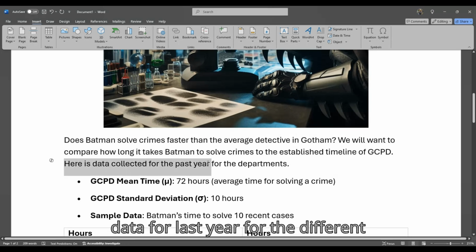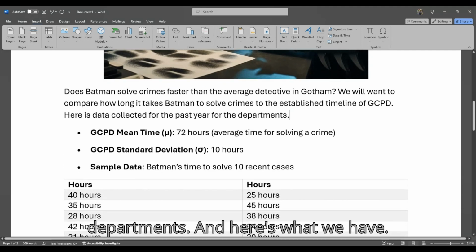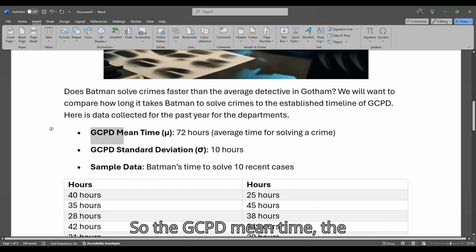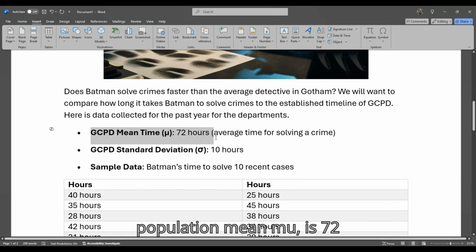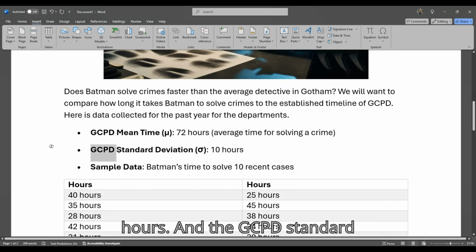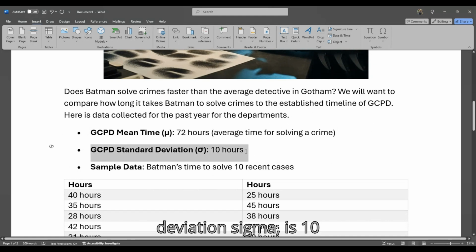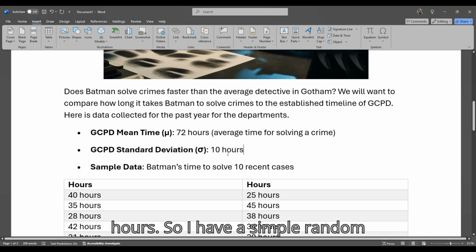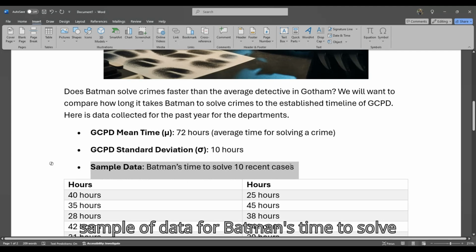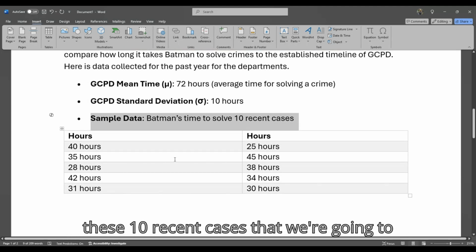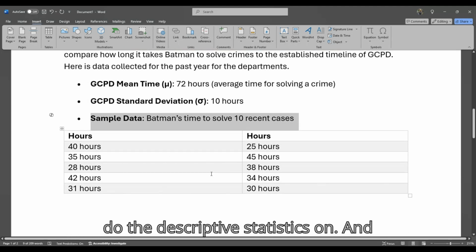So they collected data for last year for the different departments, and here's what we have. The GCPD mean time, the population mean mu, is 72 hours, and the GCPD standard deviation, the population standard deviation sigma, is 10 hours. So I have a simple random sample of data for Batman's time to solve these 10 recent cases that we're going to do the descriptive statistics on.